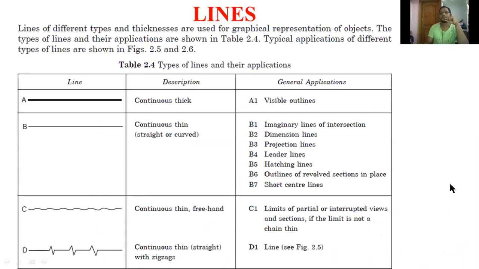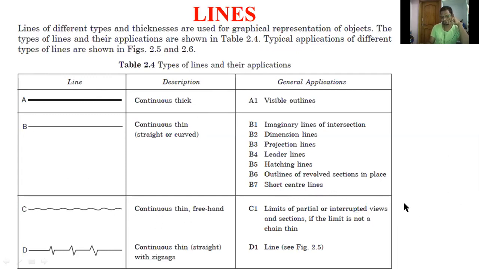Now coming to the types of lines, indication of lines for drawing. So already we know about these lines. Already we are using them in engineering drawing. Same purpose here also. Lines of different types and thicknesses are used for graphical representation of objects. The types of lines and their applications are shown in table. Typical applications of different types of lines are shown in figure.